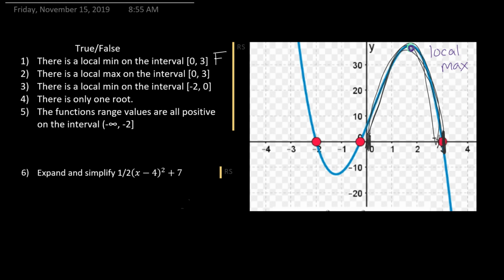So the second one says there's a local max on the interval 0 to 3. So from 0 to 3, if I follow the line of my equation, the line of my function, is there a local max? Yes, there is, right? Way up here. There is a local max. Do you see it?